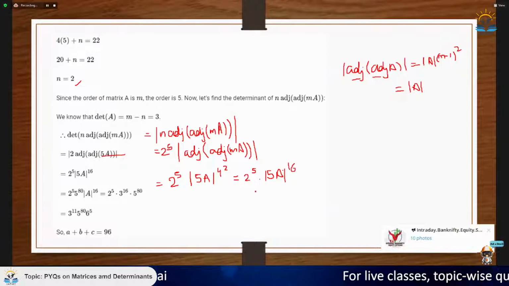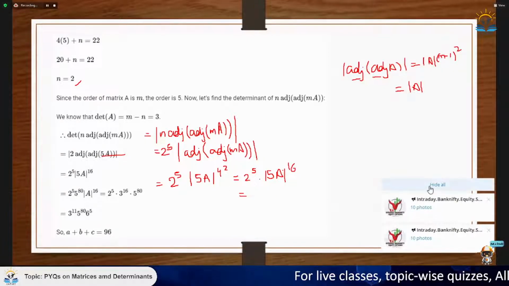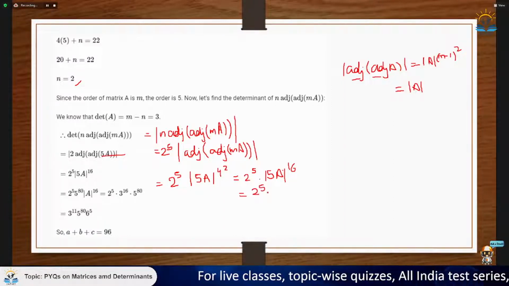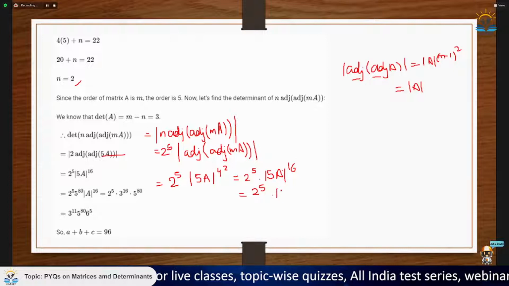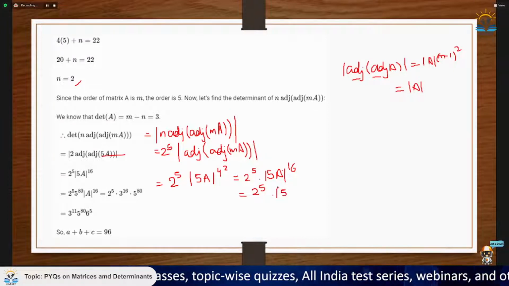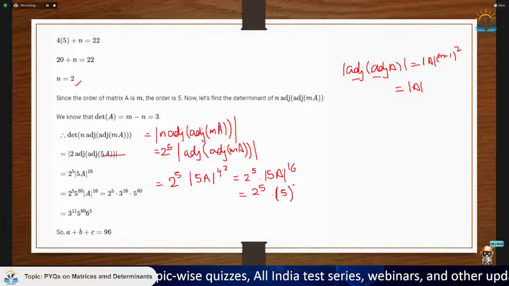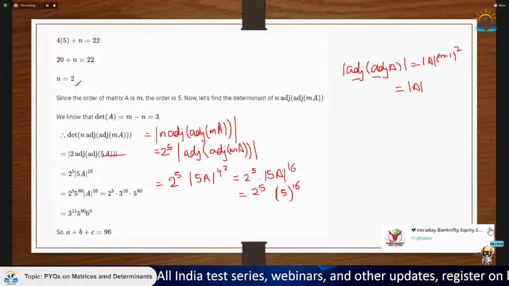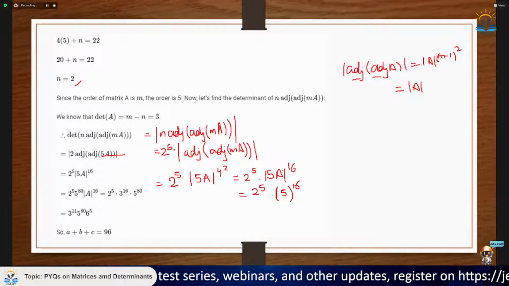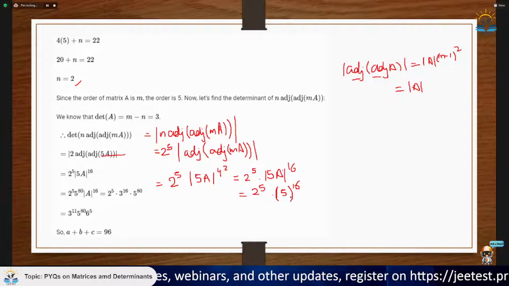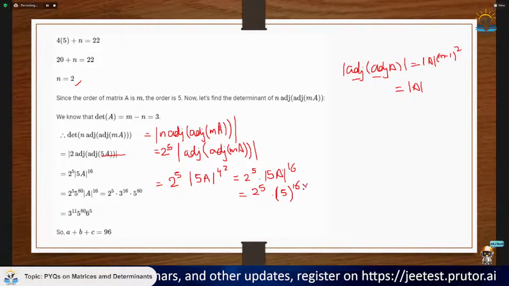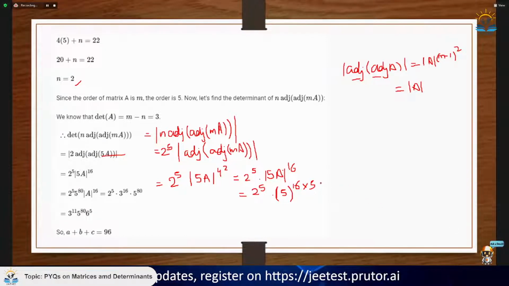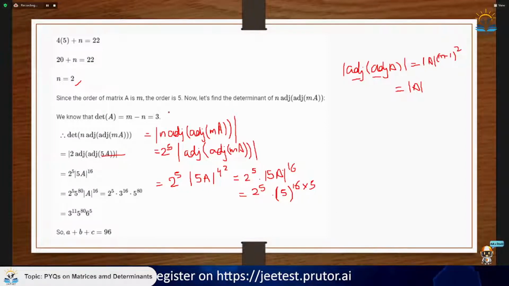Now again, since 5 is a scalar and it is inside the determinant, we will simply take out 5. 5 will come out as power 16. But we know that since it is inside the determinant, a scalar comes outside with the power of the order. So just as we took out 2 with power 5, we will take out 5 with power 5 also. So it will multiply by 5 power 5 into determinant of A to the power 16. And that determinant of A is given to me as 3.